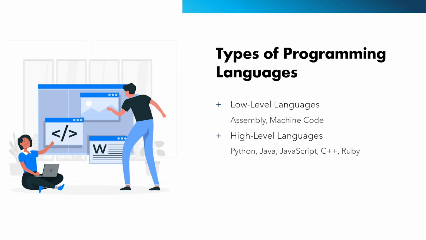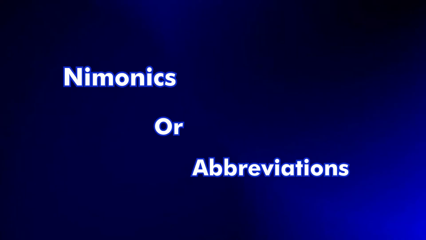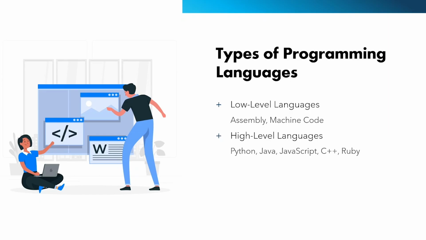But writing programs using ones and zeros can be difficult. And because of this, the assembly language was introduced. And assembly language normally makes use of mnemonics or abbreviations. It's also very tedious to write programs using assembly language. So when we talk about low-level programming languages, we're talking about the machine code and the assembly language.